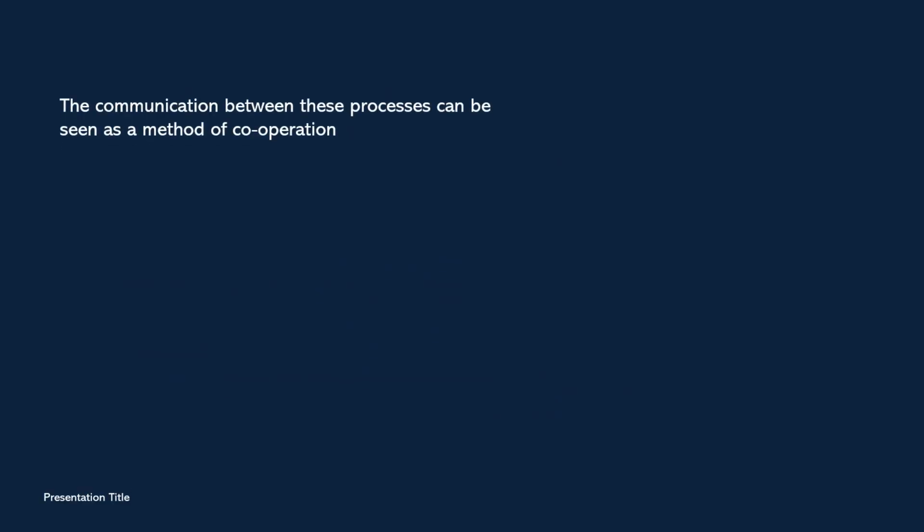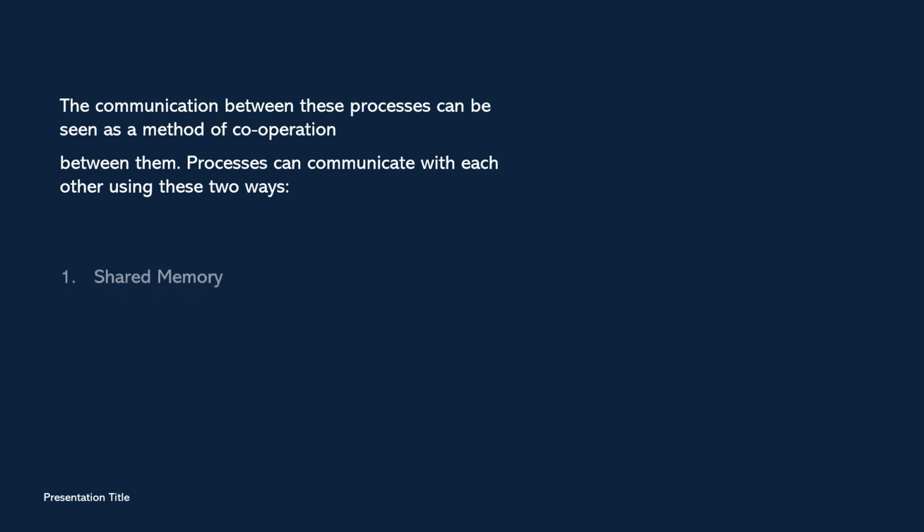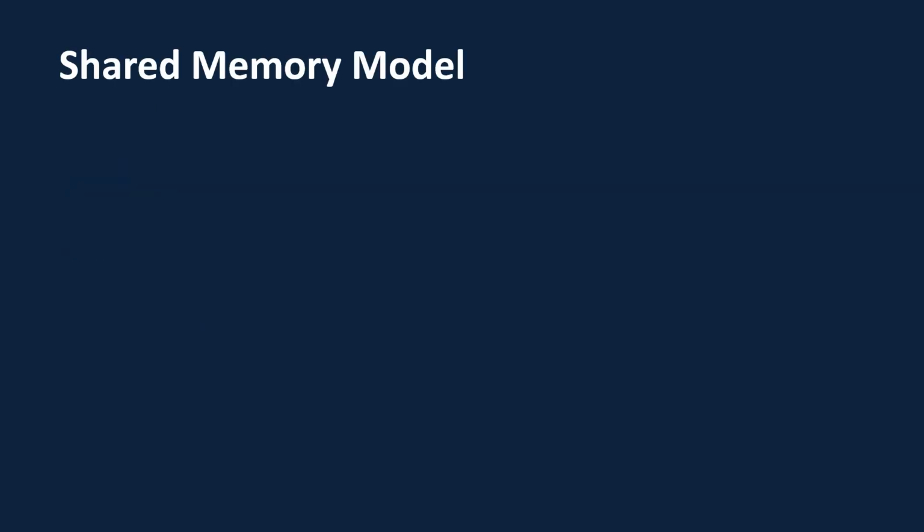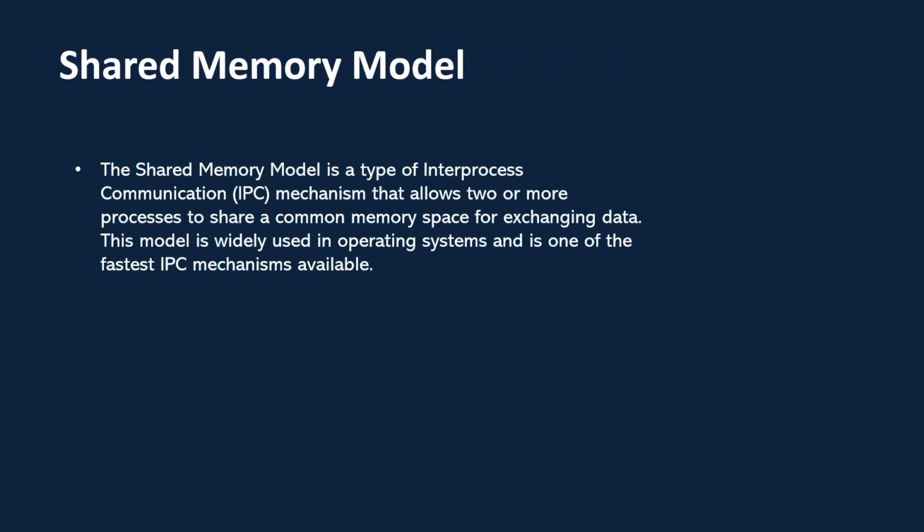So here are the two techniques or methods by which processes cooperate with each other. These are the shared memory model and the message passing model. So what is the shared memory model? Let's understand. Basically, the shared memory model is a mechanism for interprocess communication which allows two or more processes to communicate with each other by sharing a common memory space for exchanging data.